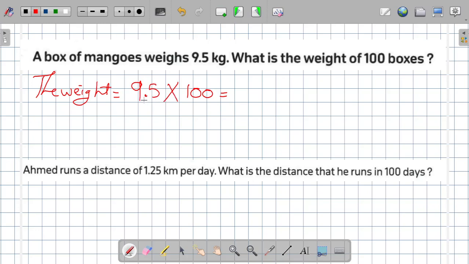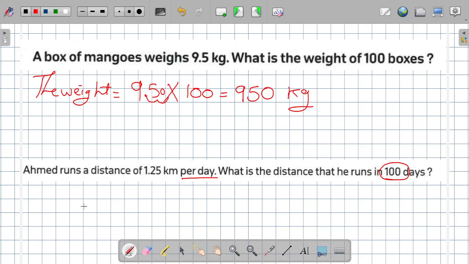So I will move the decimal point 2 places to the right. So I have 1, and I will add 1 0 here. So I have 2, and the result will be 950 or 950 kilograms. Okay, next one. I have Ahmed runs a distance of 1.25 kilometers per day. Okay, so what is the distance that he runs in 100 days?